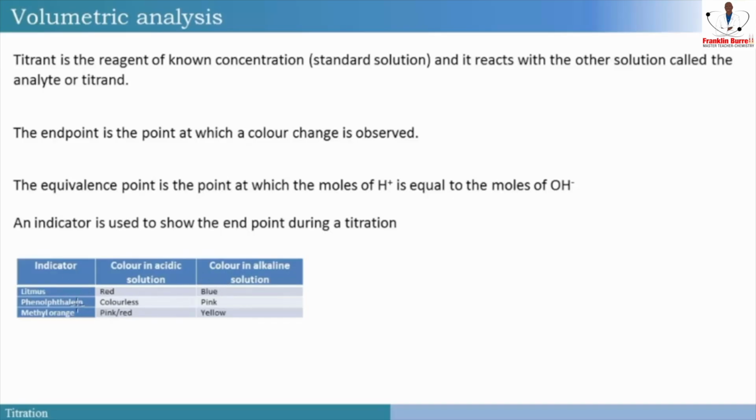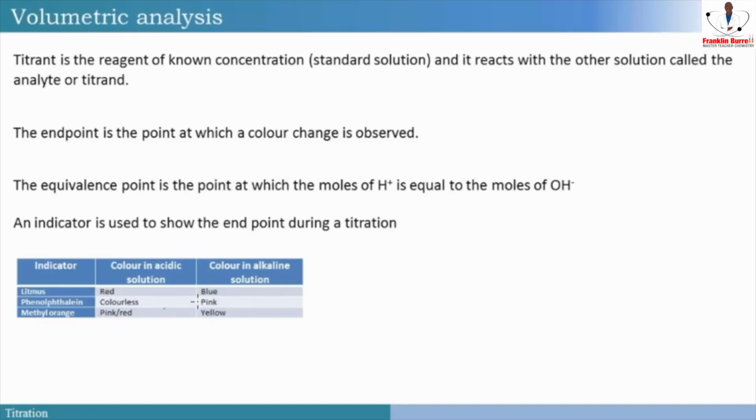Phenolphthalein, which is colorless, if it is placed in acidic solution, it should remain colorless. But the moment that solution becomes alkaline or basic, it changes to pink. Methyl orange is another popular indicator. And methyl orange in acidic solution is pink or red. But the moment that solution becomes alkaline, it changes to yellow.